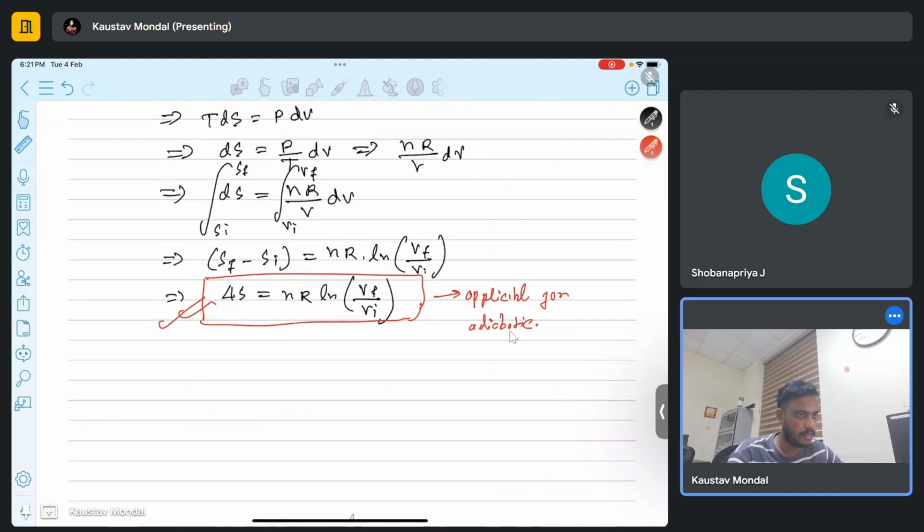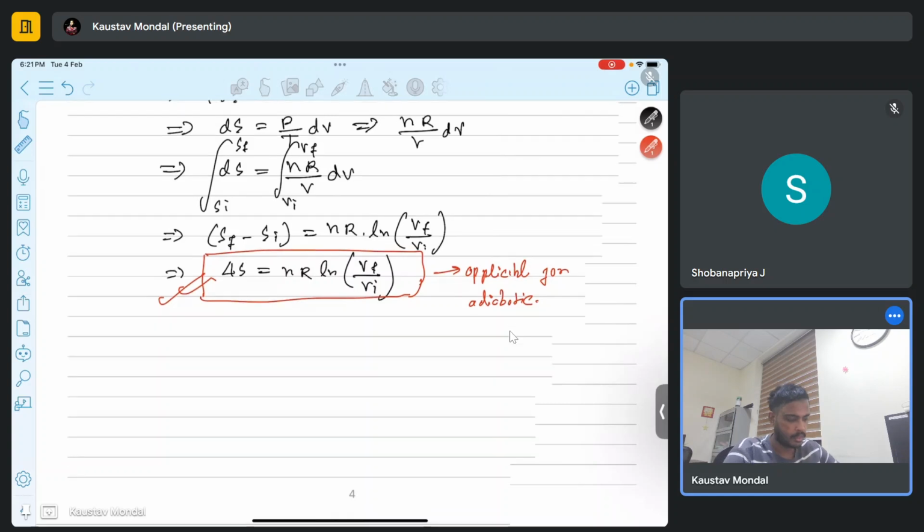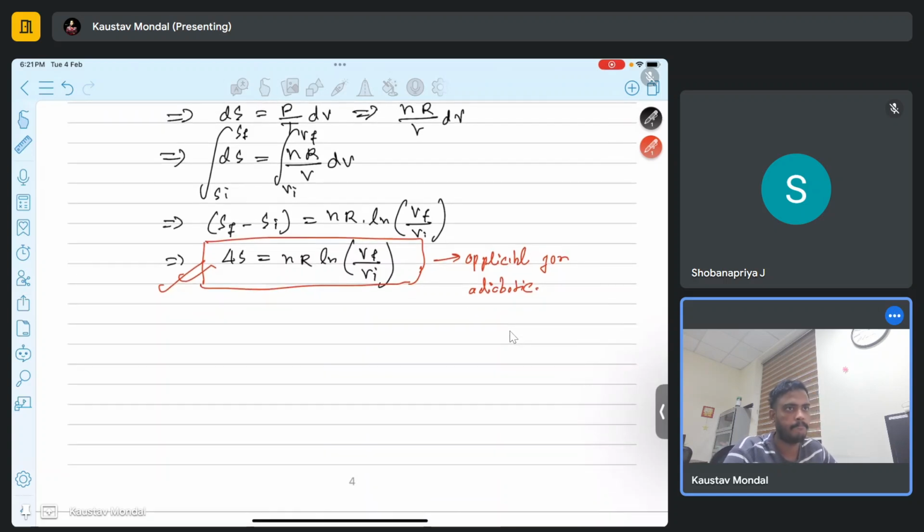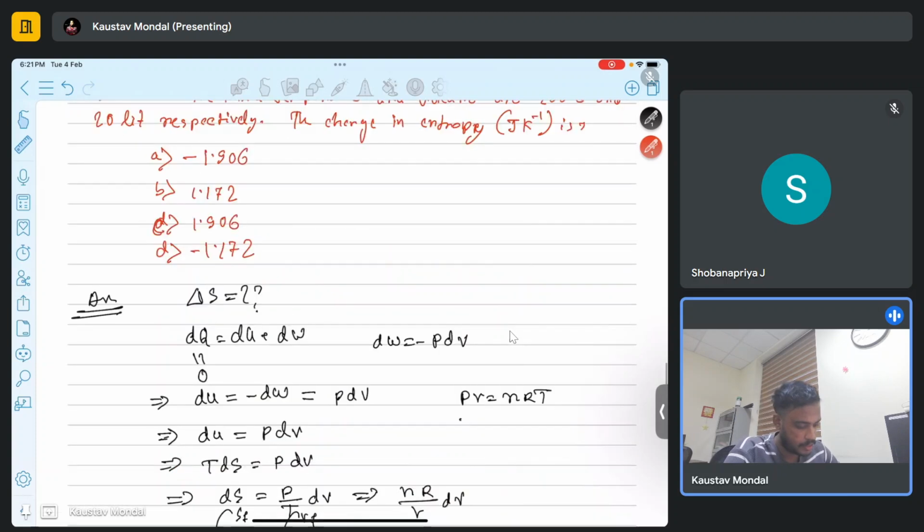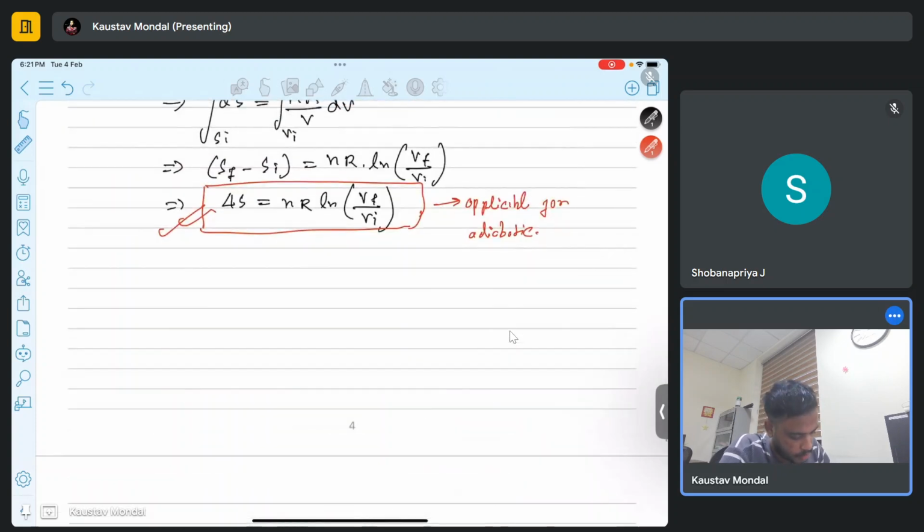Now let me write the information that is given here. It's written that there is 1 mole of gas, right? So the number of moles will be 1 mole. R, we already know, is 8.314 joule per mole Kelvin. This is basically the gas constant. Vi is the initial volume, that is 20 liters.